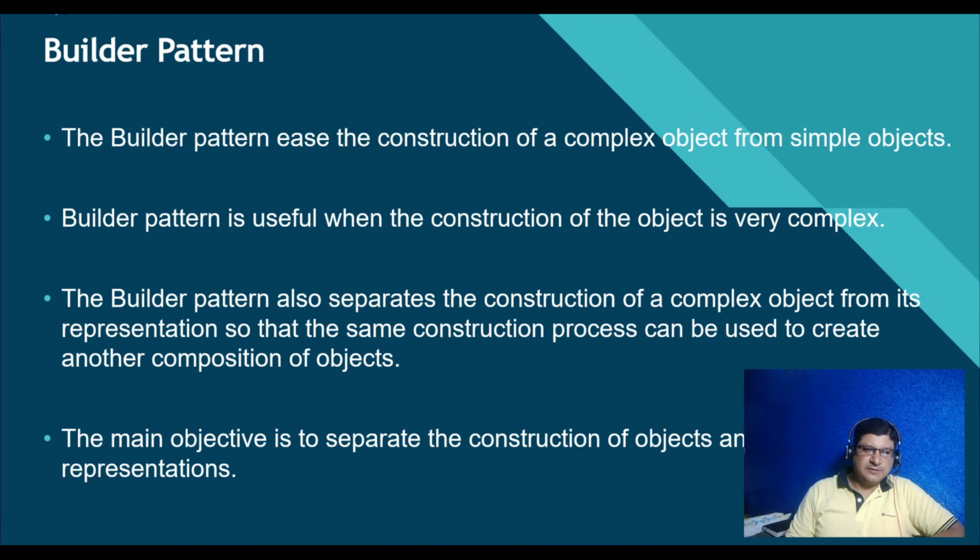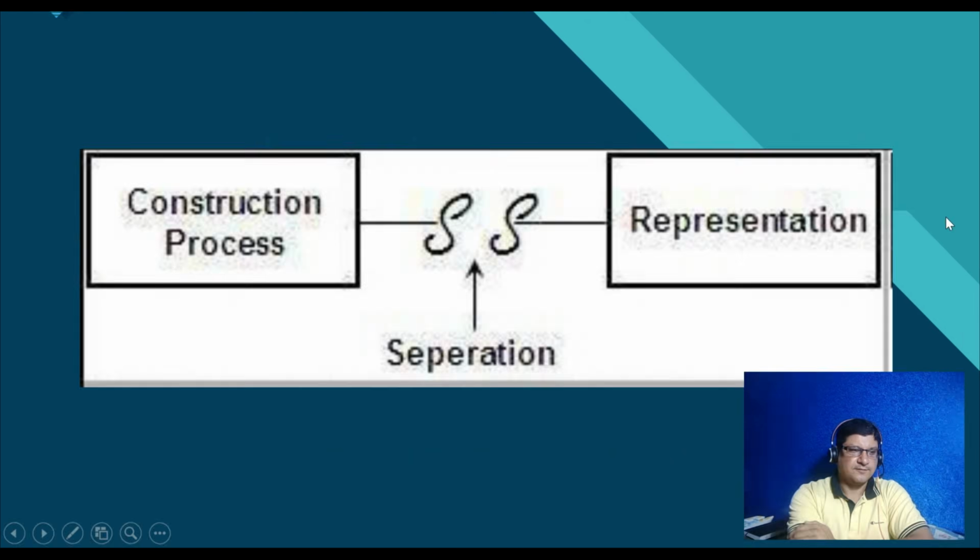Okay, let's start with the builder pattern. Builder pattern is the construction of a complex object using simple objects. The builder pattern also separates the construction of the complex object from its representation, so that the same construction process can be used to create another composition of objects. As we have seen, the main objective of the builder pattern is to separate the construction process and representation of that object.